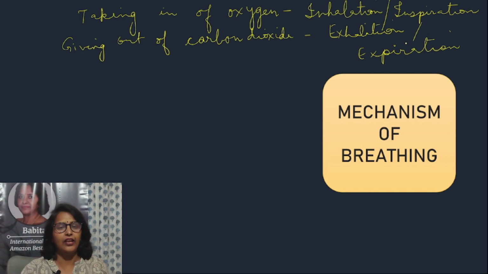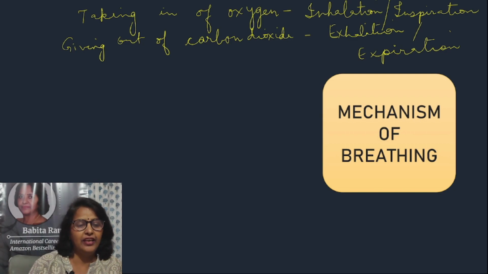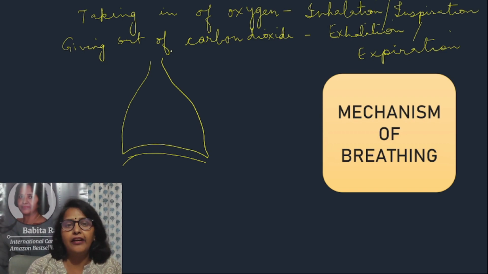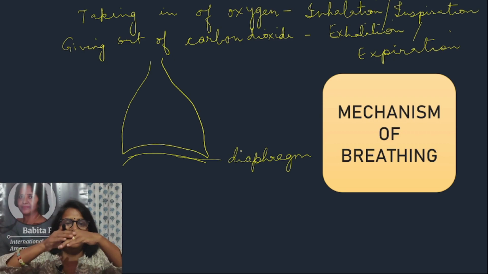That is, how do we take in oxygen and give out carbon dioxide is what we study in the mechanism of breathing. If you remember, yesterday I had told you that the lung is situated in the thoracic cavity. I am drawing only one side of the cavity. The thoracic cavity is separated from the other part of the body, which is known as the abdominal cavity, with the help of a diaphragm which is dome shaped. Diaphragm is dome shaped in this shape.